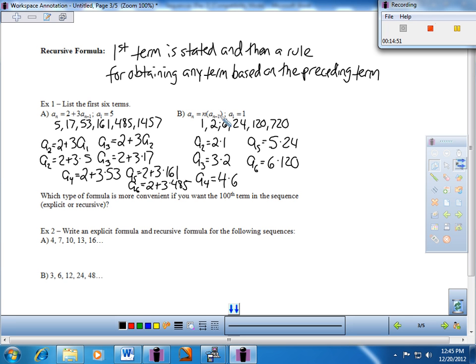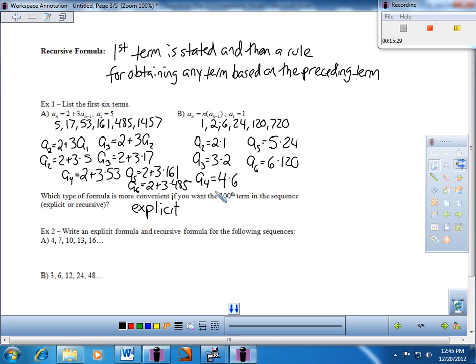If I wanted to just jump to the 100th term, so the value of the 100th term, a sub 100, which would be better? And I guess the argument probably could be made that it's going to be the explicit one. Because if I have the input, if I have n, or I should say if I have the input of 100, I can plug that in for n and easily figure out the value of that term.